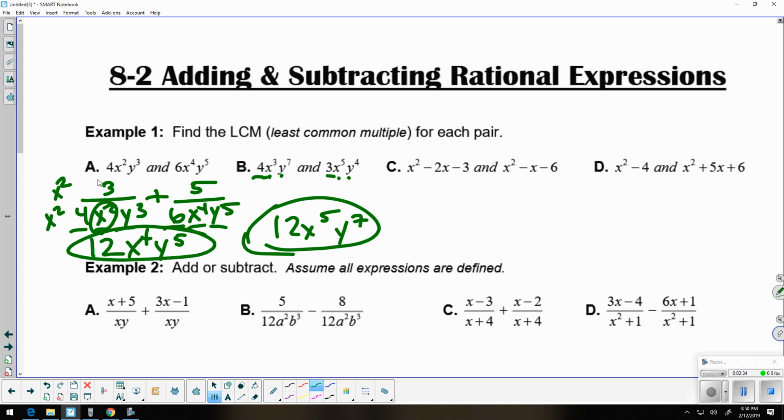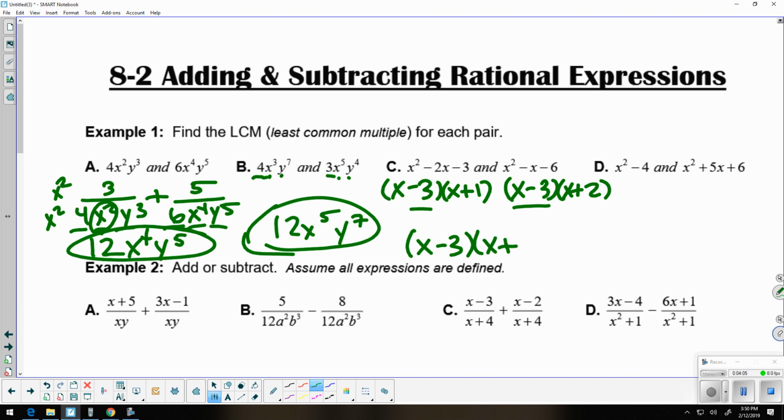And then for C and D, we've got to factor these, and then we'll take a look at them and see if they have anything in common right now, and then we'll add anything additional if we need to. Factoring my first trinomial, that'd be x minus 3, x plus 1, and then this would factor into x minus 3, x plus 2. So you can see they already have x minus 3's in common. So that's a part of my LCM, x minus 3. But now you want to multiply every single binomial together. All the binomials, you want to make sure they're all accounted for. So all three of these multiplied would be your LCM: x minus 3, x plus 1, x plus 2.